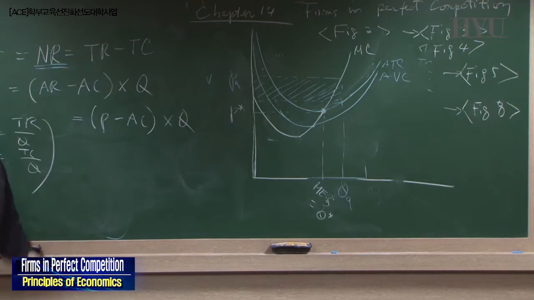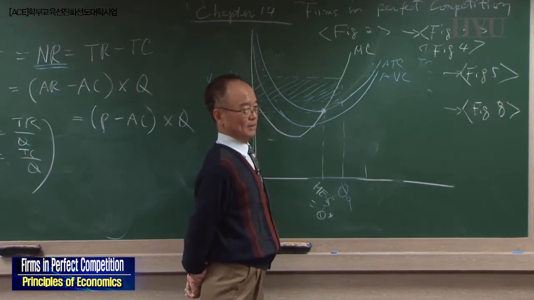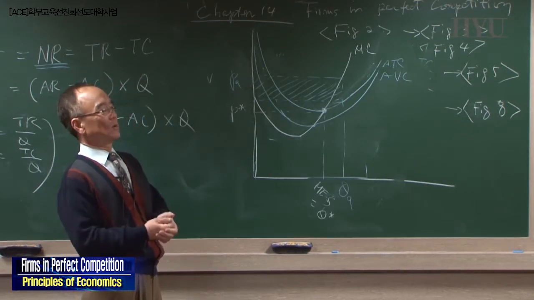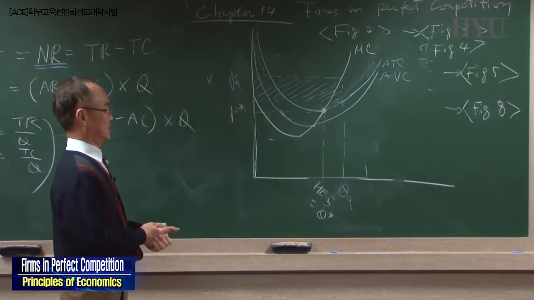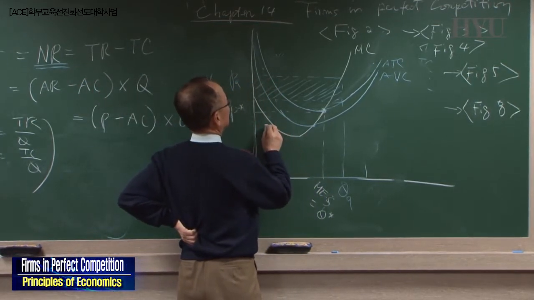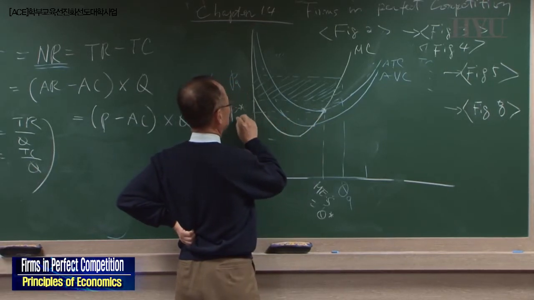Okay, what if the market price falls down to P star? You simply break even, right? So no profit, no loss. Then, what if market price falls down here?